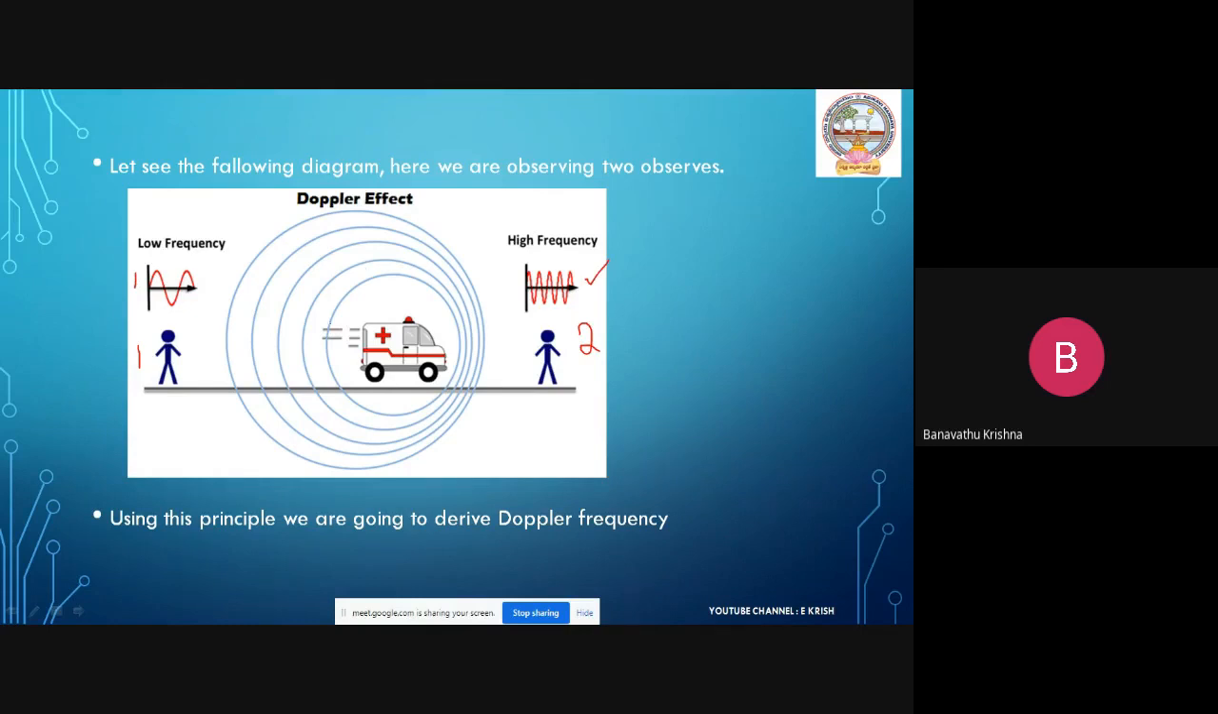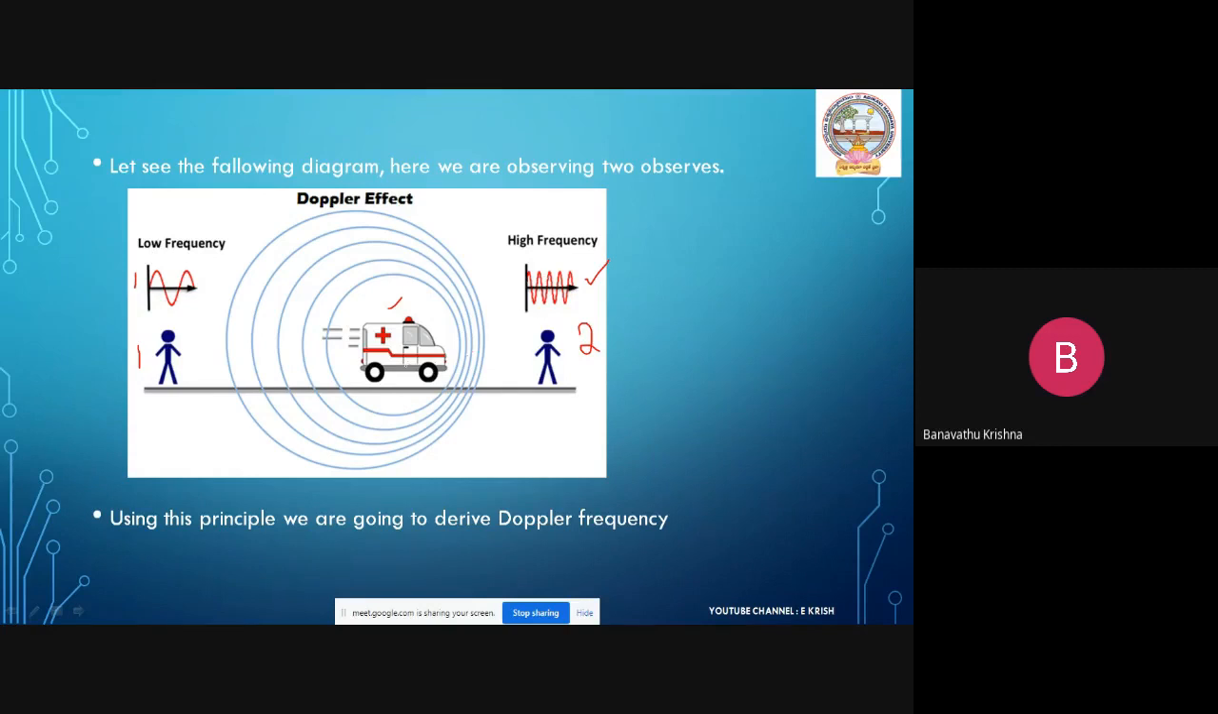So how it is a low frequency signal and how it is a high frequency signal, go through this particular diagram. Here it is an ambulance. It is continuously making the sound signal. Between these two observers, the ambulance approaches observer 2, so the frequency of the ambulance sound is increasing towards observer 2. And the ambulance is away from observer 1, so the sound frequency from observer 1's side decreases. So here it is having low frequency, here it is having higher frequency.